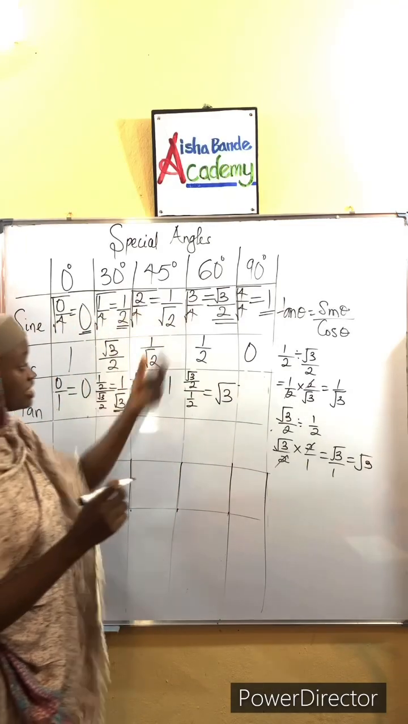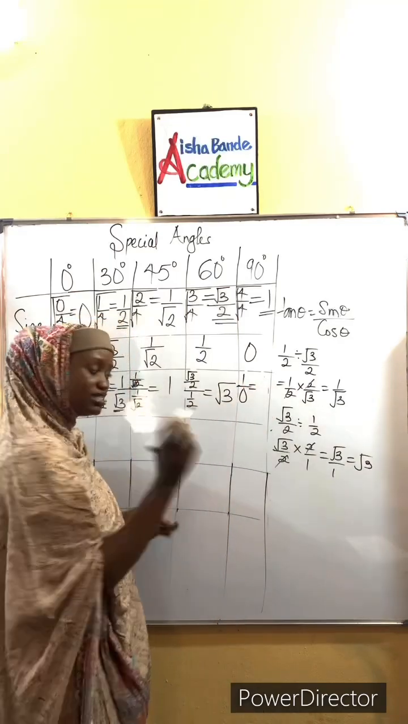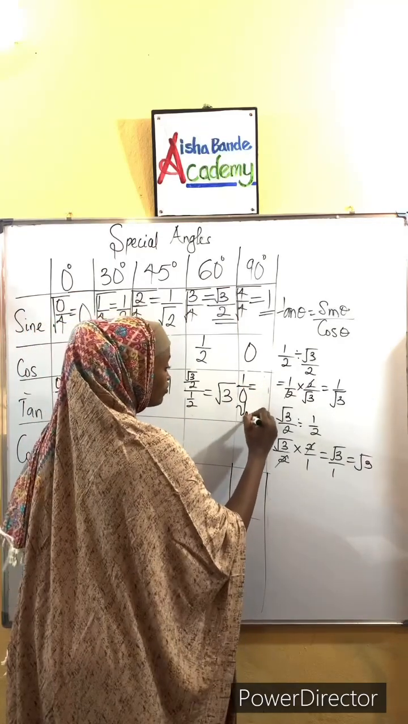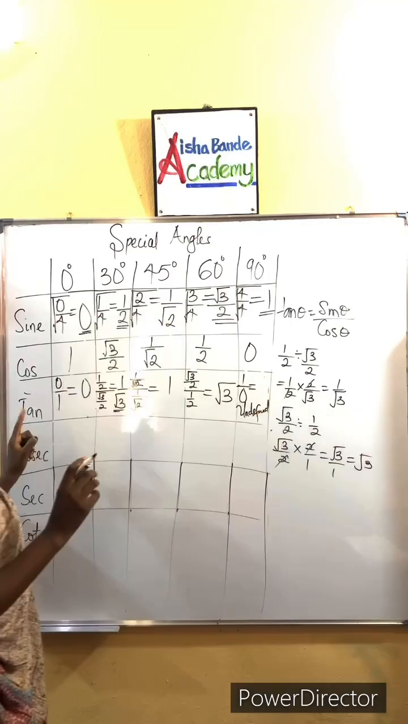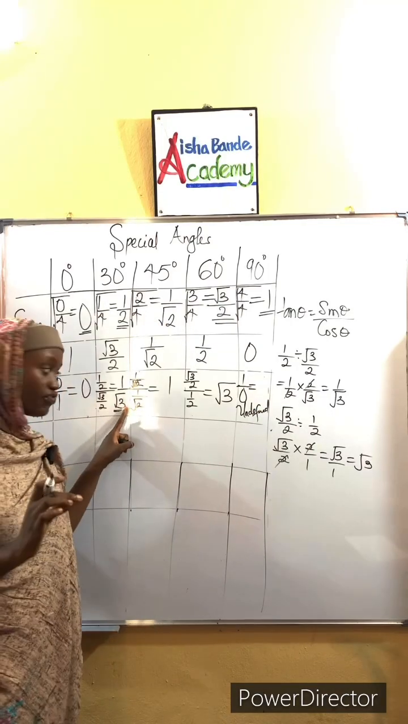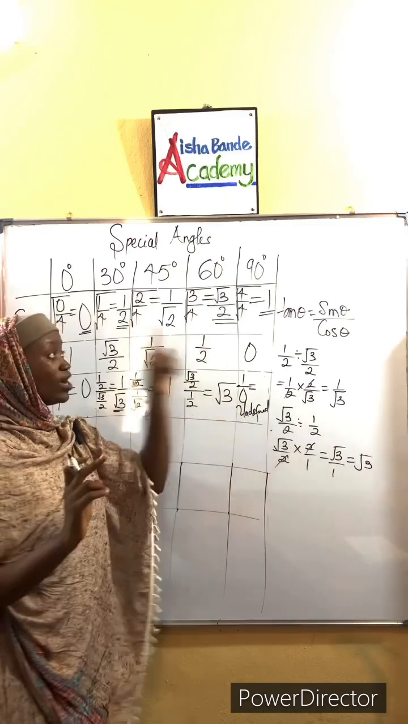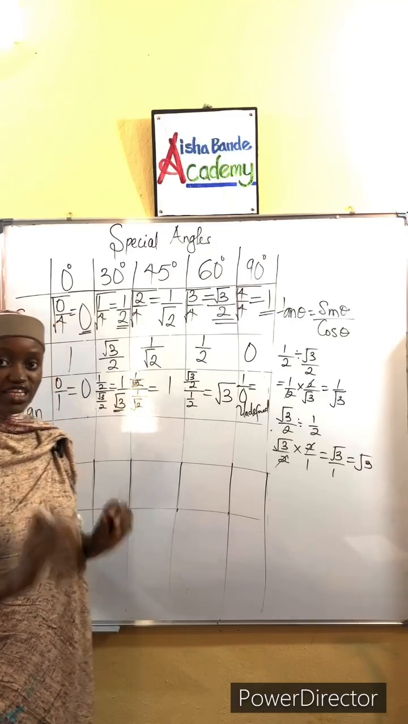Then tan 90, which is the last one here, we have 1 over 0. And 1 divided by 0 is undefined. Okay? So tan 0 is 0. Tan 30 is 1 over root 3. Tan 45 is 1. Tan 60 is root 3. While tan 90 is undefined.